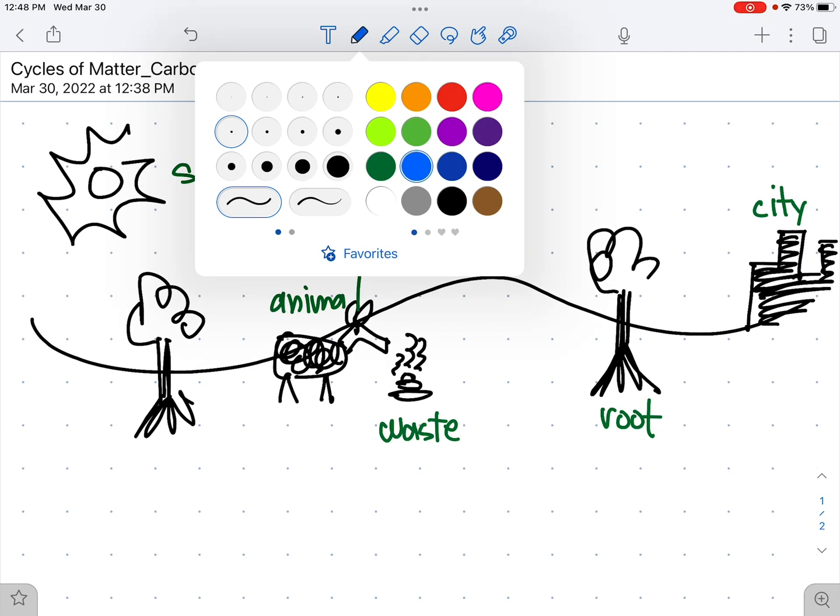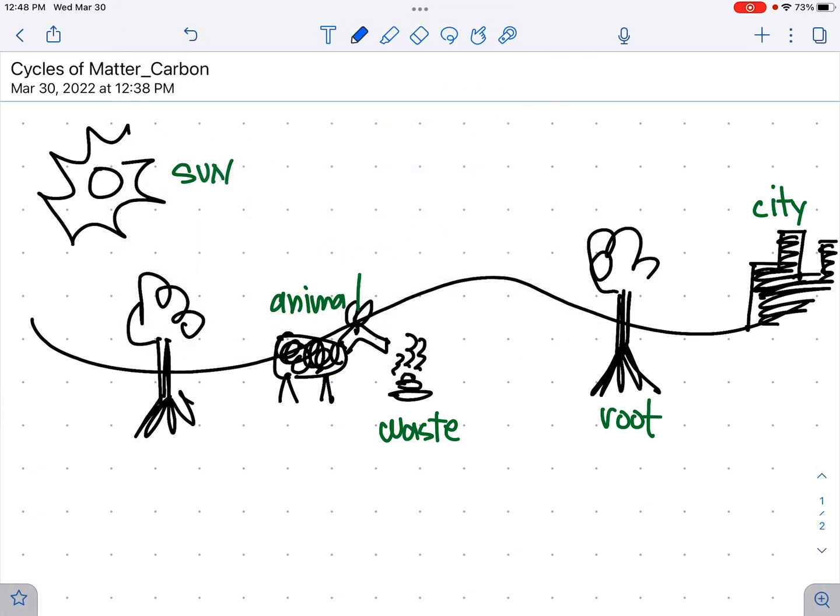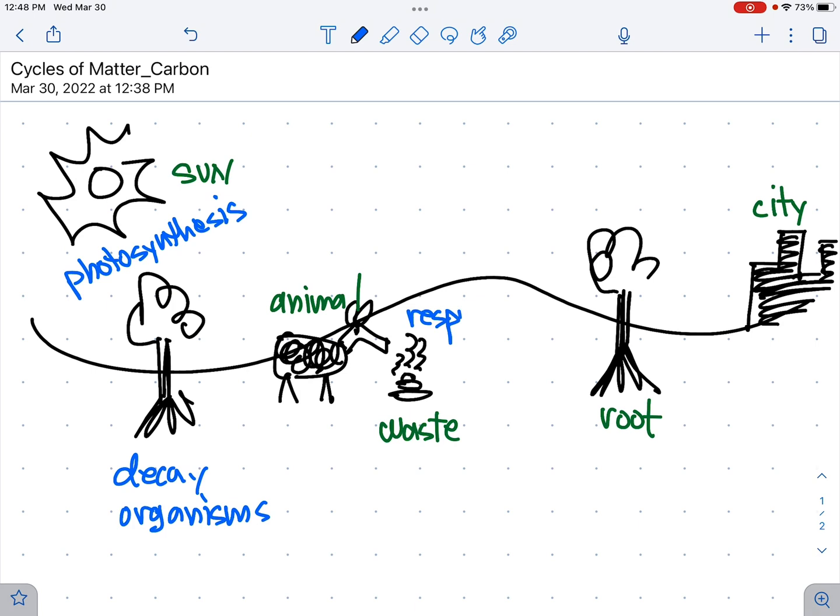Now we're going to add some processes, and then we're going to add to our design. So next step, we're going to add some things that happen because the sun exists. Photosynthesis. This is transferring the light energy chemically into energy that the plants can use. The plants are going to die. They're going to decay. And that's going to be the decay of organisms. As this happens, the waste is going to be part of what's called respiration.